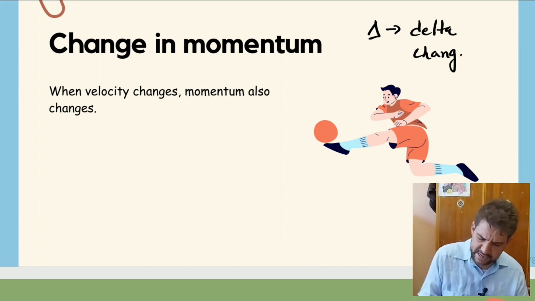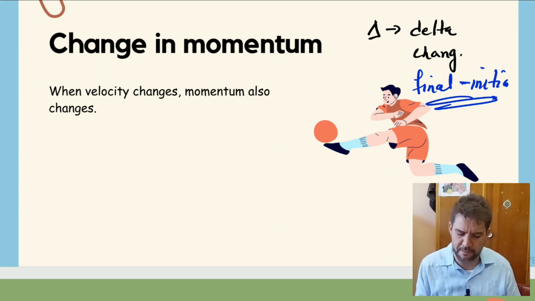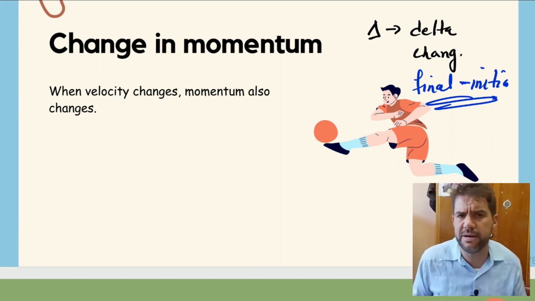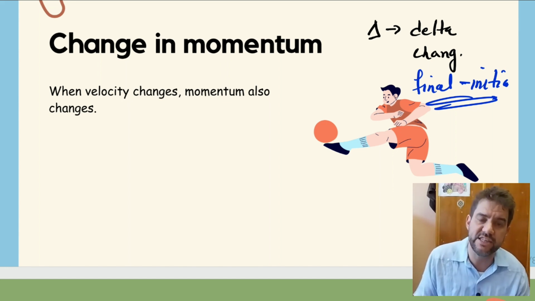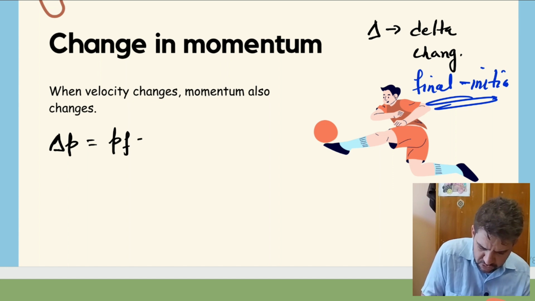All right, and change is always going to be final minus initial. For instance, we have a picture or drawing of a man kicking a ball. That ball was moving towards that person, and that person kicked it in the opposite direction. So the momentum of that ball changes. Now, how do we calculate the change in momentum, guys? Change in momentum is equal to final momentum minus initial momentum.